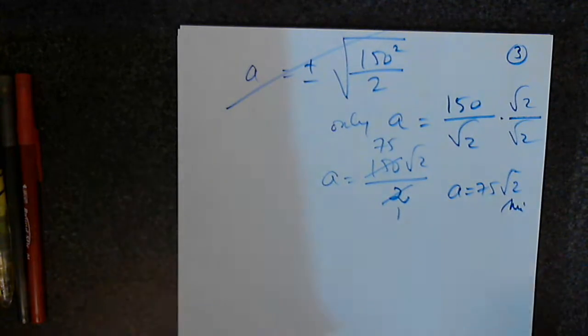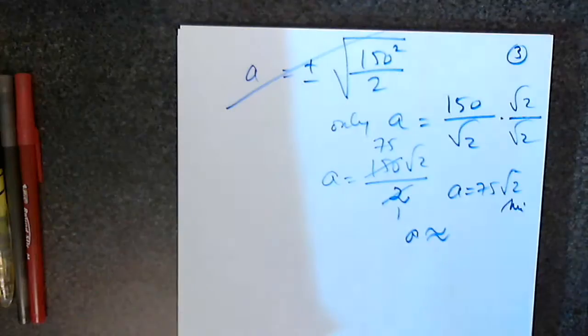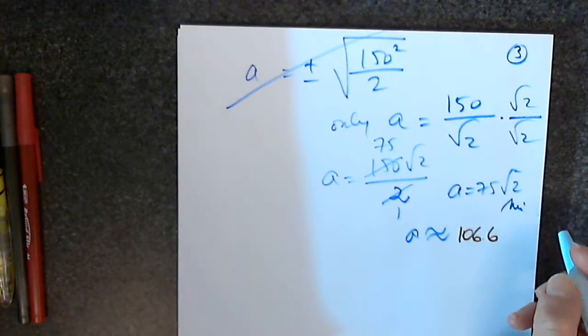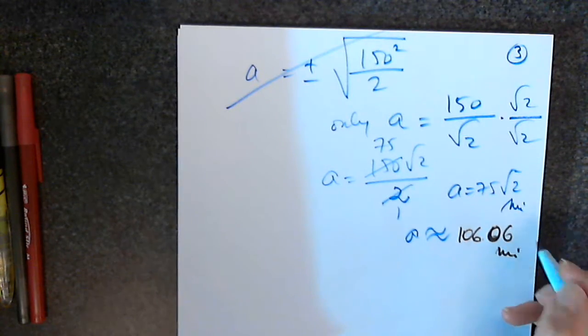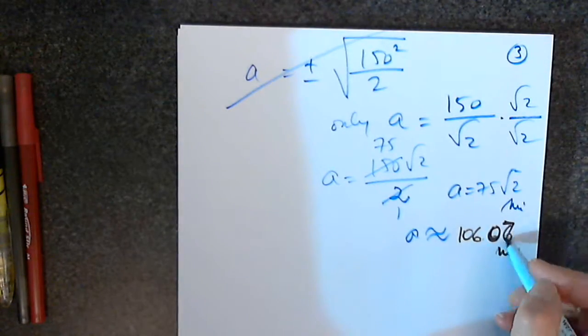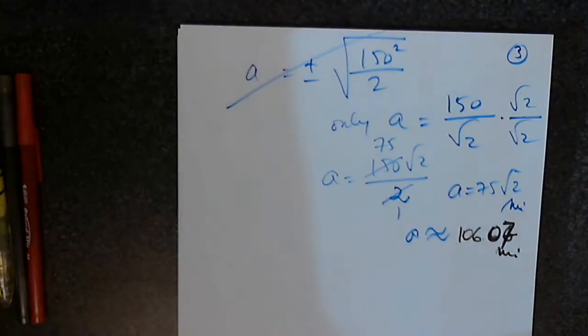And now I also want to approximate. So I grab the calculator and I multiply 75 by the square root of 2. And what do I get? Yes, 106.06. Very good. So approximately 106.06 miles. I think it was 06, wasn't it? Yes. I got it too. Yes, I agree with you. Okay, very good. Moving on.